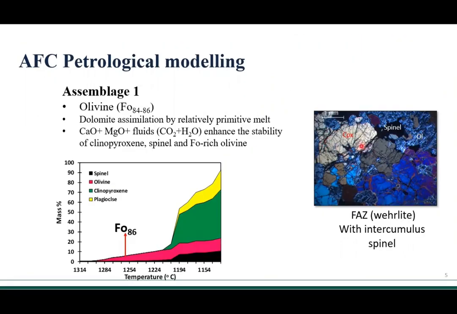whereby we have this abundance of clinopyroxene, which is a fassaitic clinopyroxene, which has a very high aluminum component, and some olivine and some interstitial spinel.